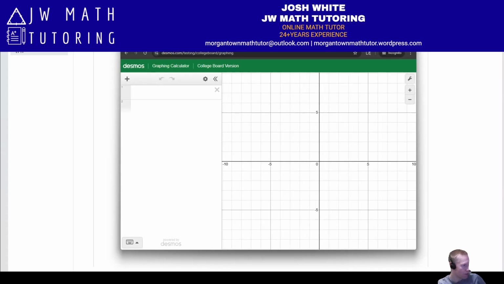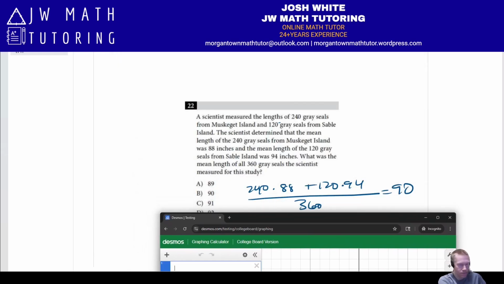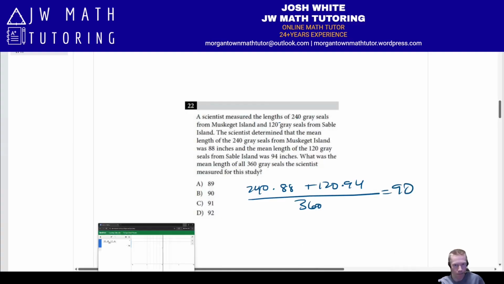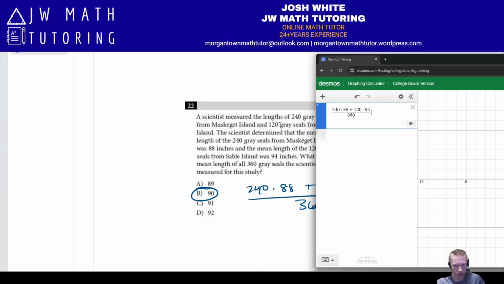So let's just double check that. 240 times 88 plus 120 times 94. On the bottom, it's going to be 360. Yep, and notice we get 90. Okay, so that's one approach to this. Correct answer is letter B. An alternate way you could do this, I don't think it really saves that much time because there's only 2 different values here, is you can enter it as a frequency table.